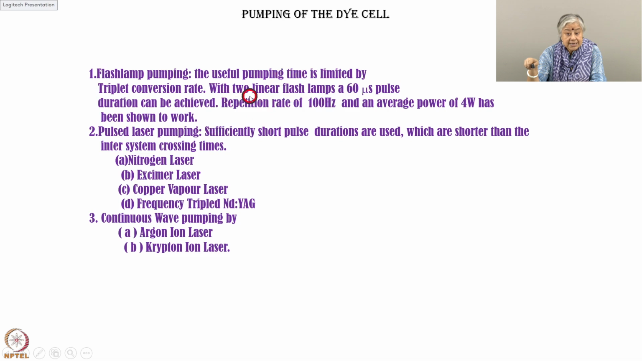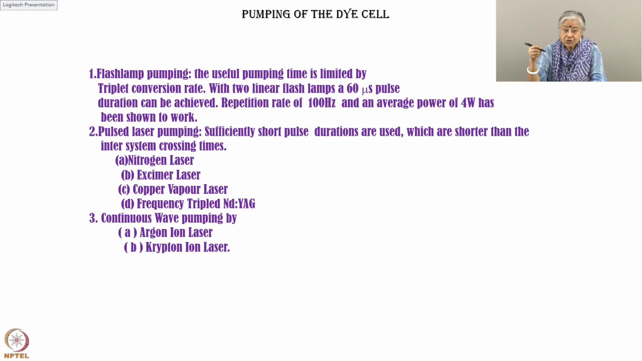With two linear flash lamps, a 60 microsecond pulse duration can be achieved. Okay. This is with flash lamp, not with the laser pumping. And a repetition rate of 100 hertz and an average power of 4 watt has also been shown to work. Okay. This is with flash lamp pumping.